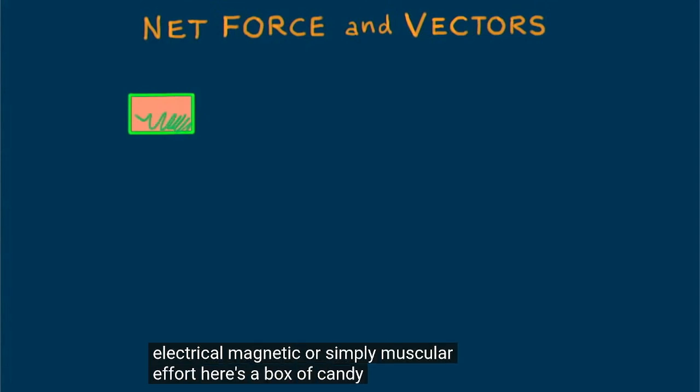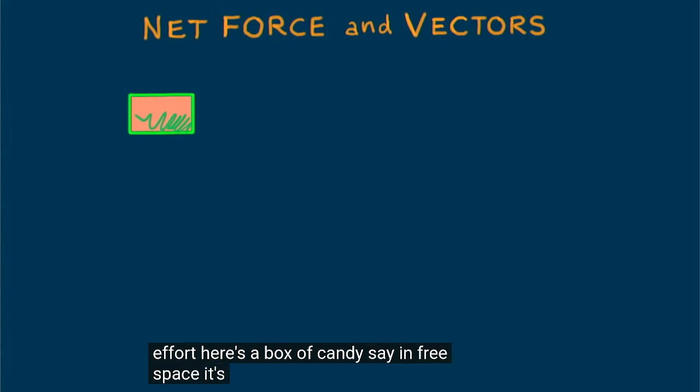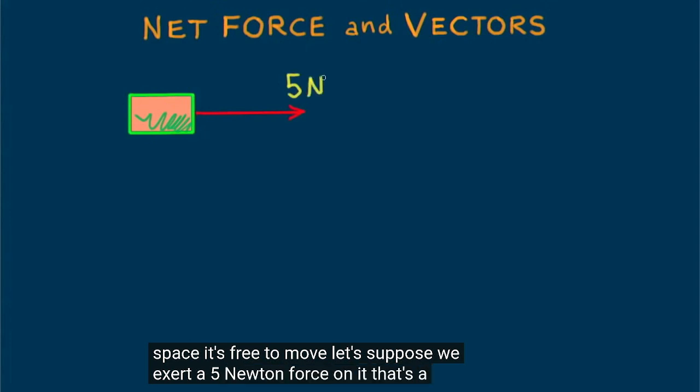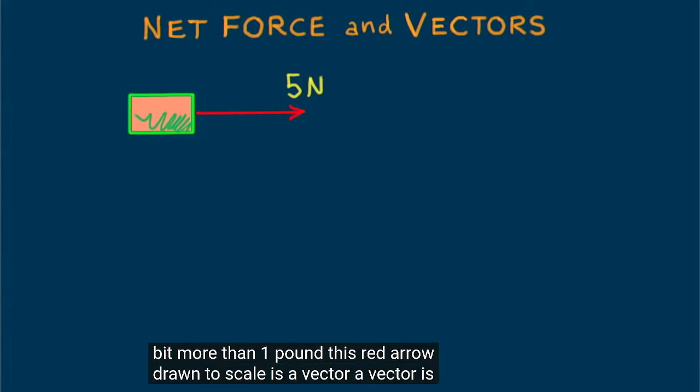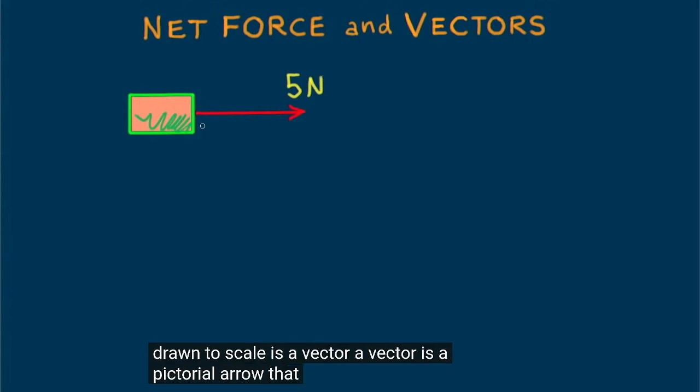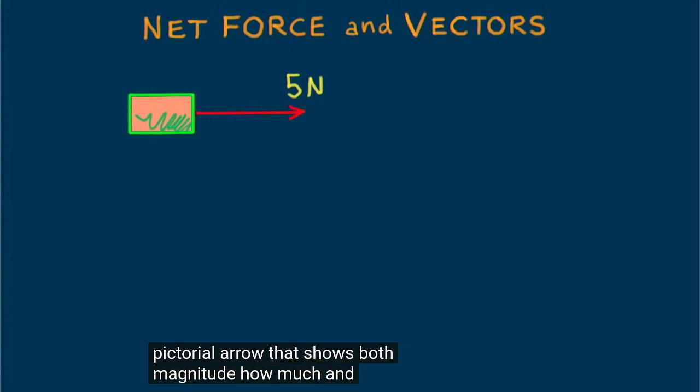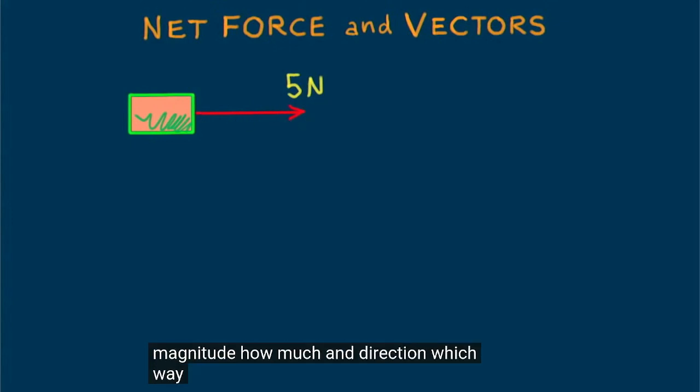Here's a box of candy, say in free space. It's free to move. Let's suppose we exert a 5-Newton force on it. That's a bit more than 1 pound. This red arrow drawn to scale is a vector. A vector is a pictorial arrow that shows both magnitude, how much, and direction, which way.